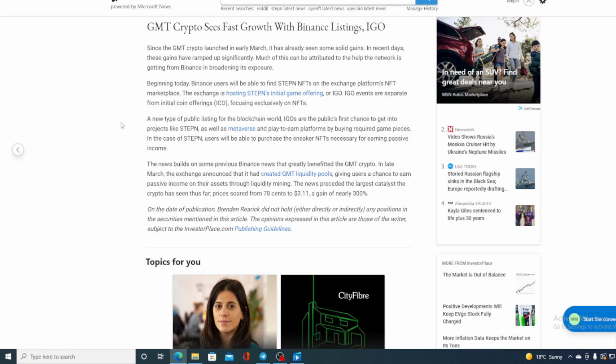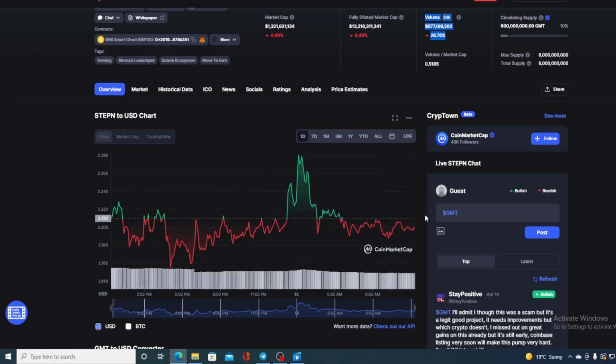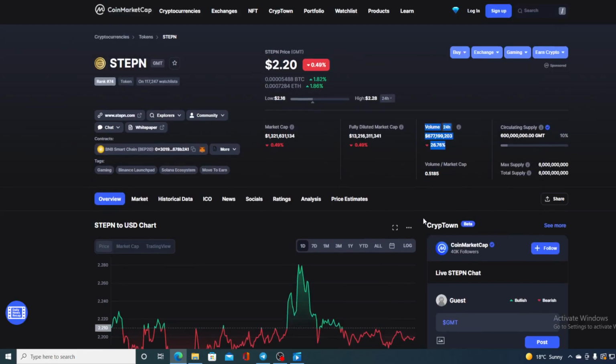The news preceded the largest catalyst the crypto has seen thus far. Prices soared from 78 cents to $3.11, a gain of nearly 300%. So guys, Stepn is an awesome project. For those of you who don't know, this is a token that actually allows you to earn passive income just by doing a simple physical activity such as running, jogging, or actually just walking. And this is not the only news that we have for Stepn.